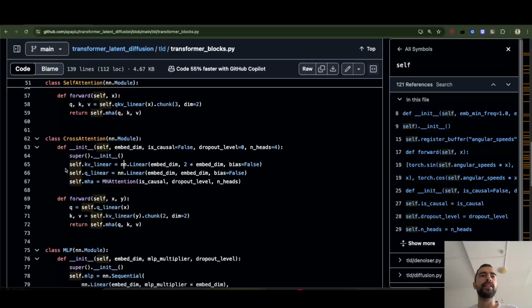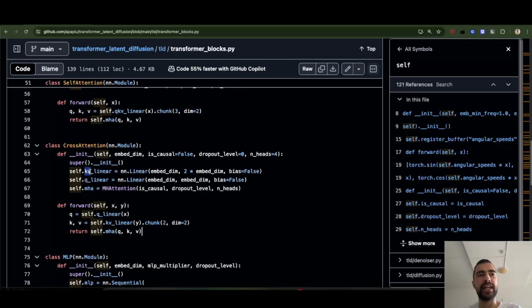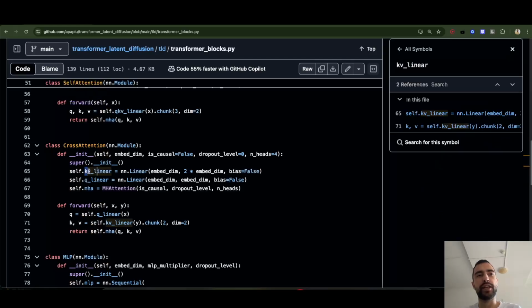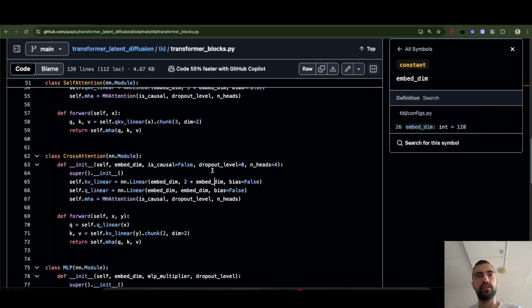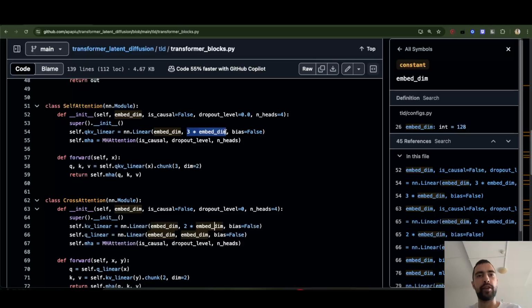So now we will understand the actual code. Surprisingly, it's the same thing. It's very simple. First, instead of calculating query, key, and value together, we just calculate key and value together. So from embedding dimension to 2 times embedding dimension instead of 3 times embedding dimension. That's the same thing.